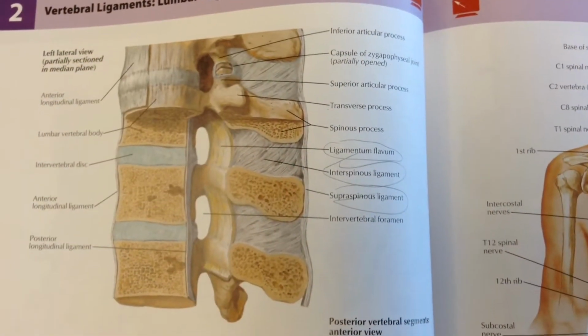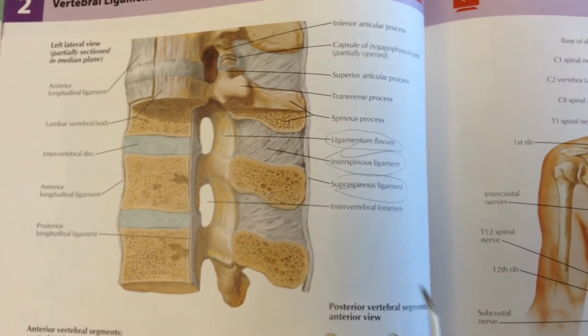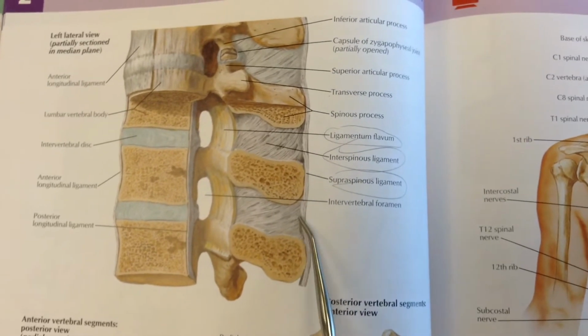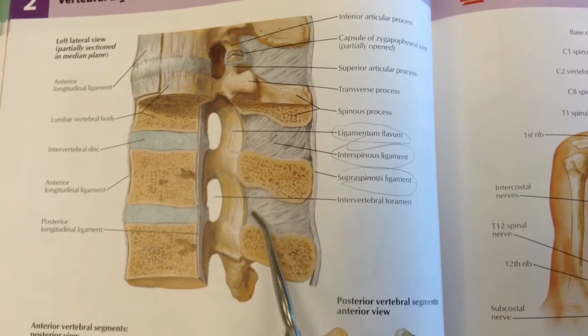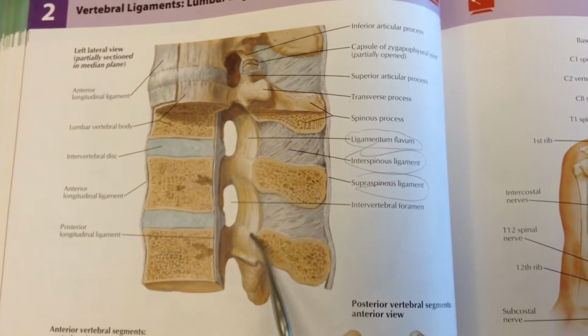Okay, vertebral ligaments: supraspinous, interspinous, and ligamentum flavum.